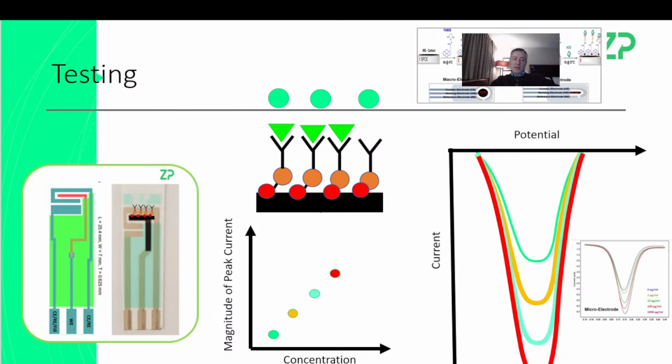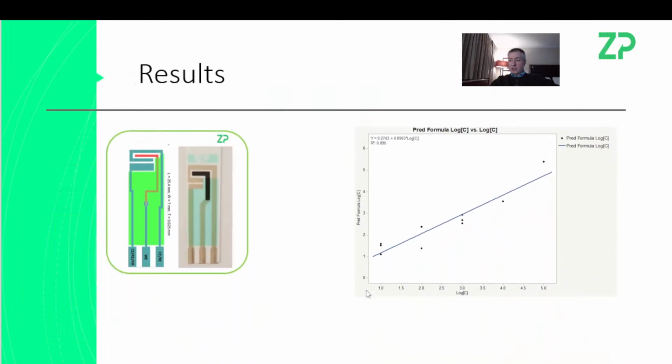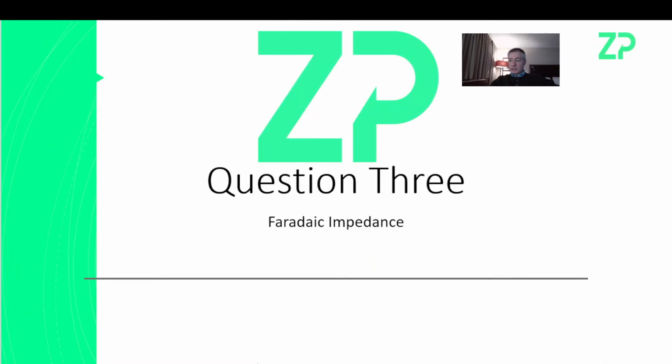So I think carbon electrodes are a good platform upon which to make sensors for proteins, and we do it quite a lot. The biggest user of this hypervalue electrode is actually us at ZP, so we really know the quality of this electrode. Again, that link should be underneath.